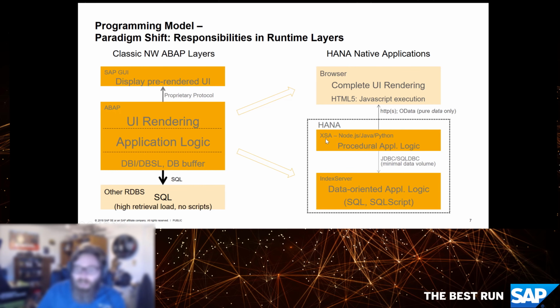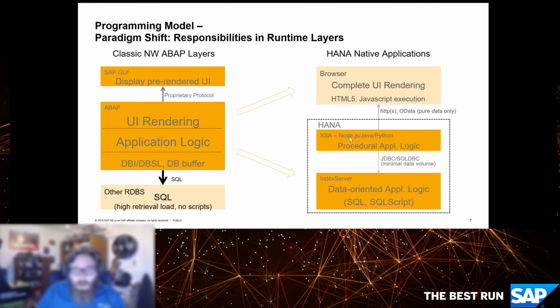Here we have something called XS Advanced, Extended Application Server Advanced Model is its full name, and it's a lightweight application server based upon Cloud Foundry. So we have the same application server architecture in the on-premise HANA world as what we do if you do your development in the SAP Cloud Platform.